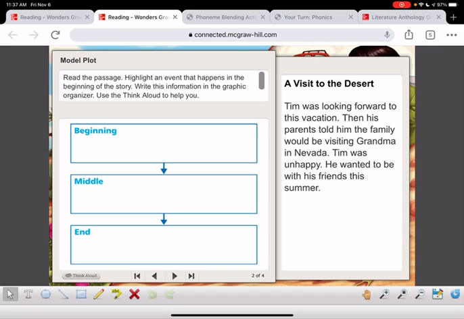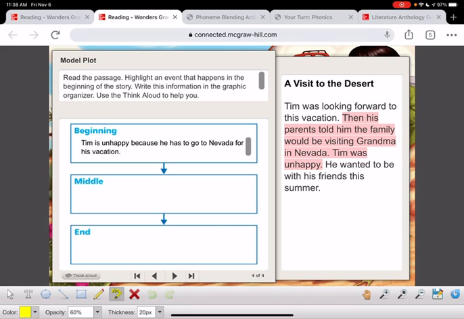So let's go ahead and highlight what we think the plot is. I'm thinking his parents told him the family would be visiting Grandma in Nevada. That would be the beginning plot. So he was looking forward to his vacation, but he's going to Nevada. Yep, and then that's what they have as well. So he was unhappy because he had to go to Nevada for vacation.